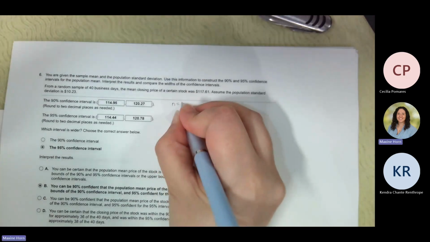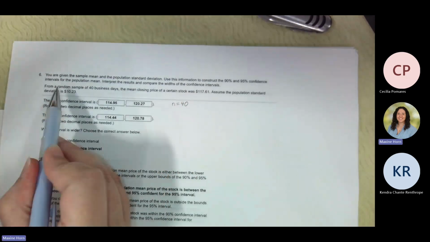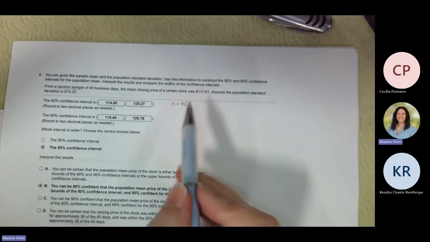Okay, number 6. You are given the sample mean and the population standard deviation. Use this information to construct the 90 and 95% confidence intervals for the population mean. Interpret the results and compare the widths of the confidence intervals. Okay, from a random sample of 40 business days, that's our N, okay. Also notice they said random sample, right? We have a random sample, that's great. Also our N is more than 30, so that's great.